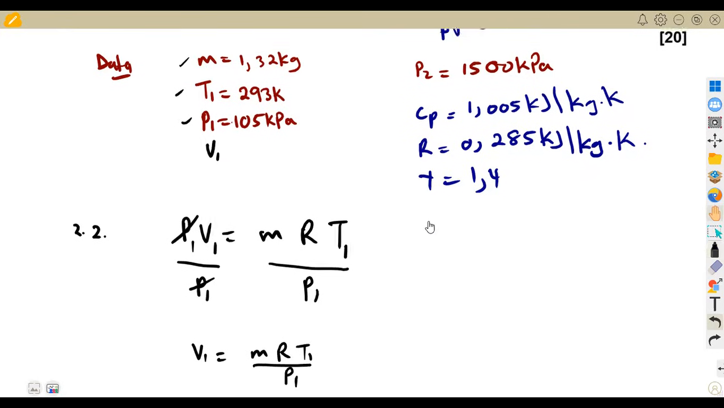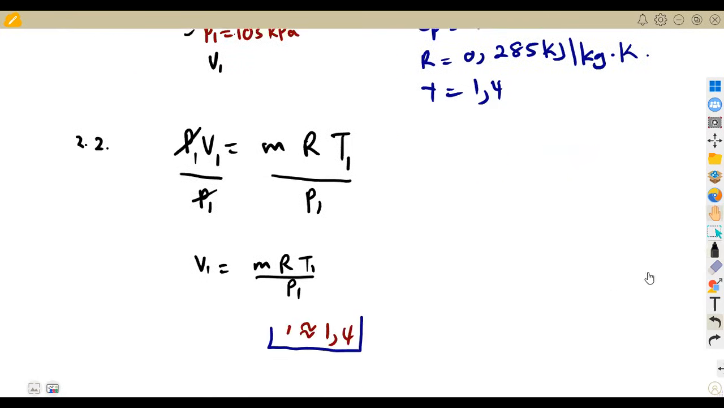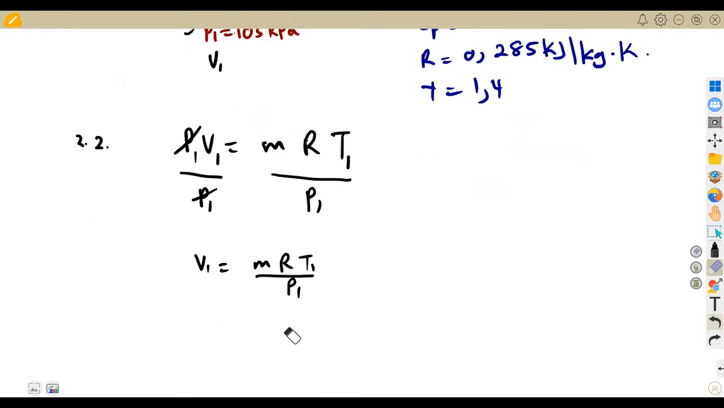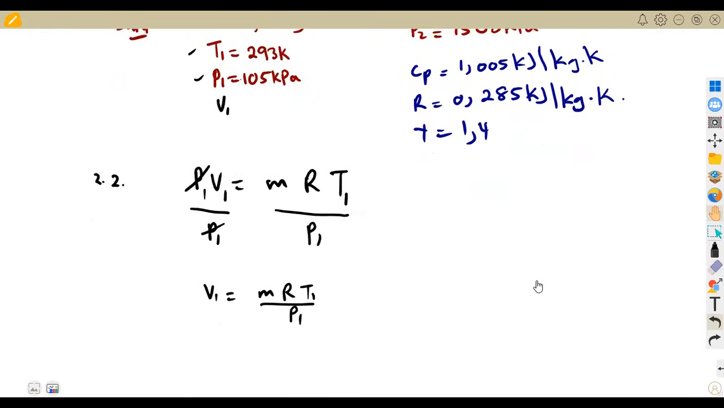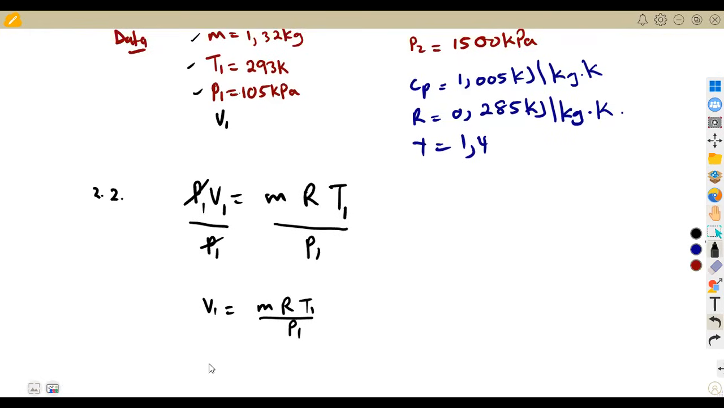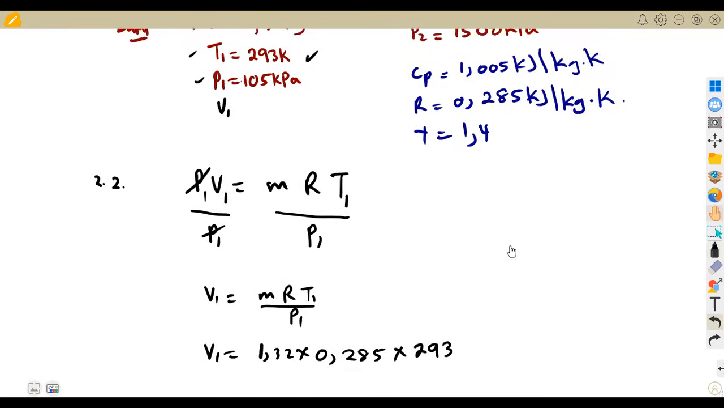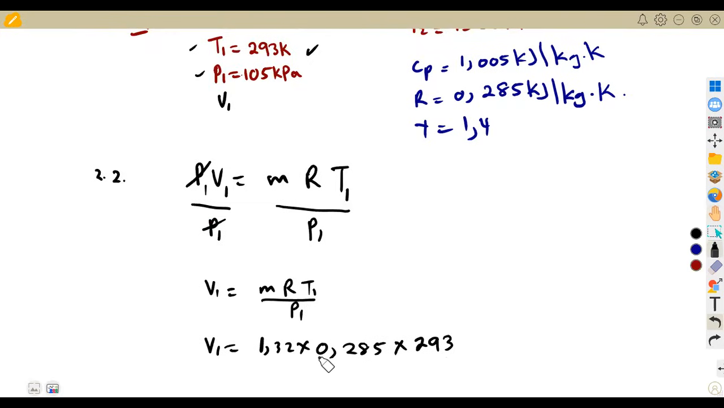So we can just substitute because we've got everything in this formula that we actually need. We're just going to substitute everything that we are given here. We've got the mass of the gas, which is 1.32. So that's 1.32 times the gas constant, which is 0.285, times the temperature at initial condition in Kelvin, that is 293, over P1, and P1 is 105.